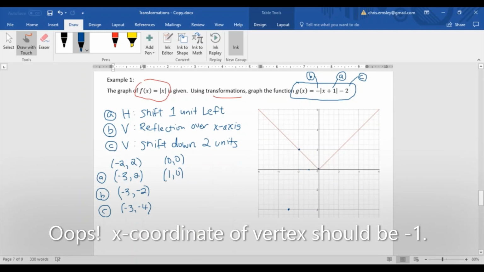Then I'm going to reflect it. Well, it's on the x-axis, so when I reflect it over the x-axis, it doesn't actually change at all. And then I'm going to shift it down 2 units. So that means it's going to be 1, -2. There's our new vertex right there.